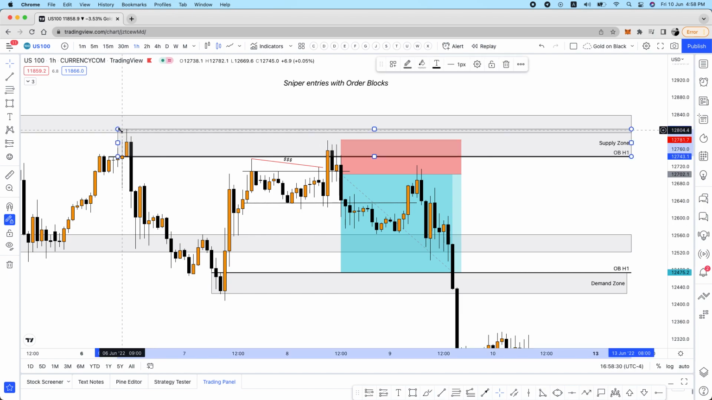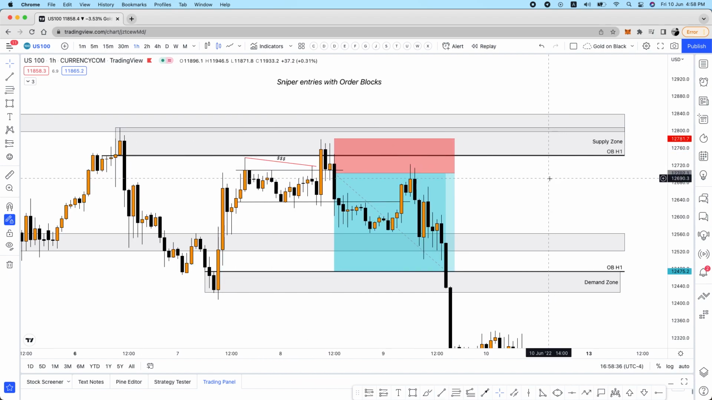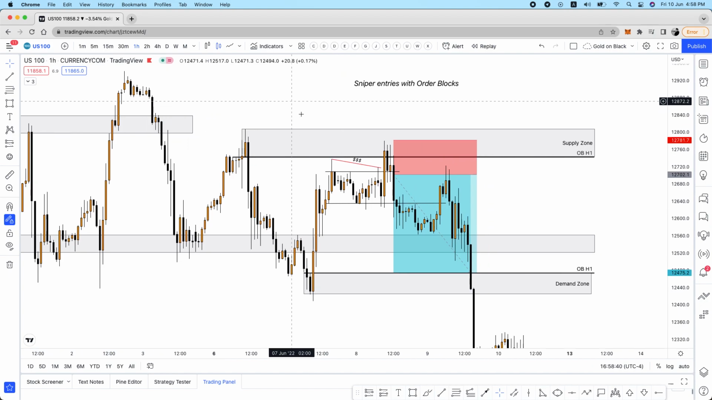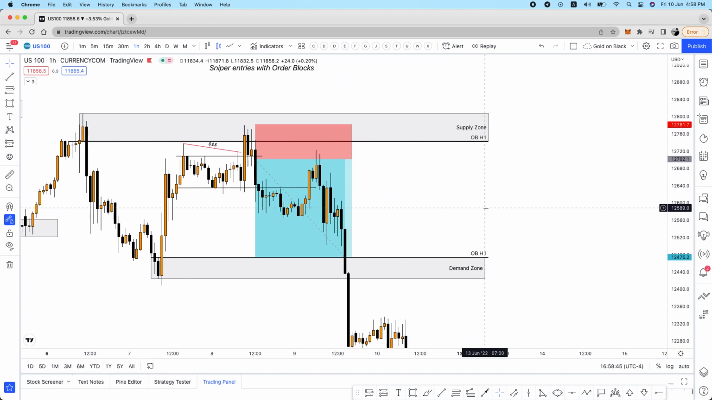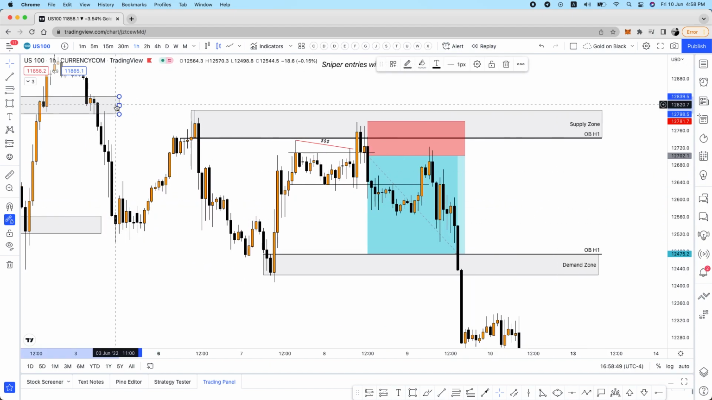We can now draw a box, okay? We draw a box covering the entire candle, and that is literally our supply zone right there, okay? Let me hide this here a little bit so you can see just the zone. All right, so we're paying attention just to the zone. I don't care about this at this moment.